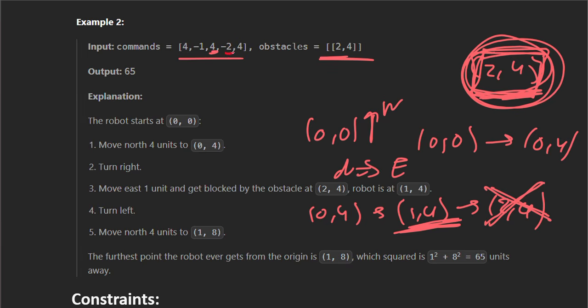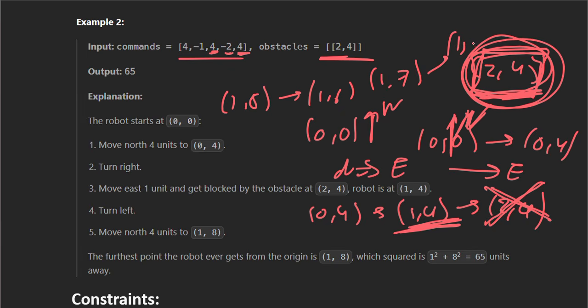Then minus 2 means turn left. Right now we are in the east direction. If we turn left, our face comes in the north direction, right? So again we come in the north direction and we have to move 4 steps. So from 1 comma 4 we move to 1 comma 5, then 1 comma 6, then 1 comma 7, then 1 comma 8, right? So whichever coordinate is giving us the maximum value, 8 squared is 64 and 1 squared is 1, so 65 is our answer.